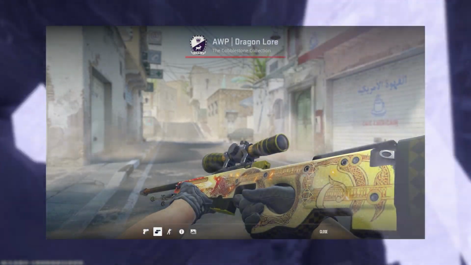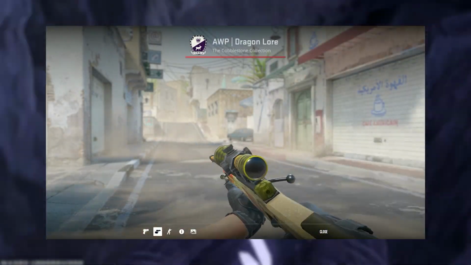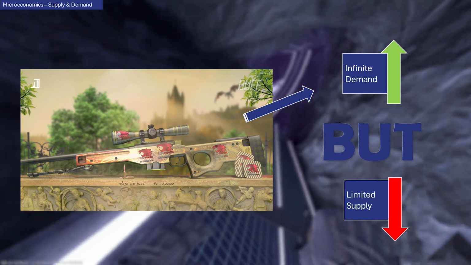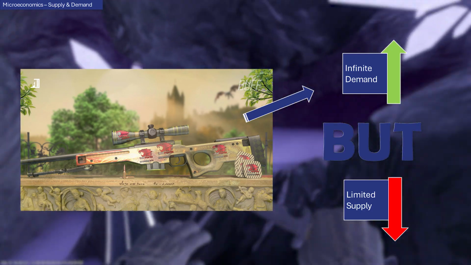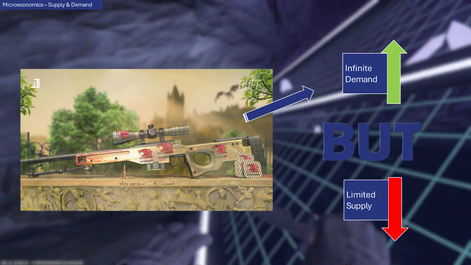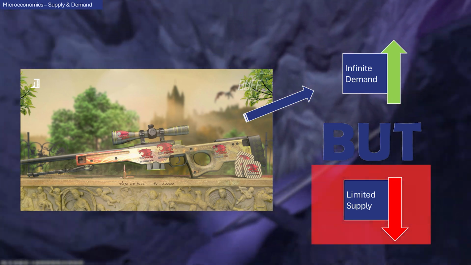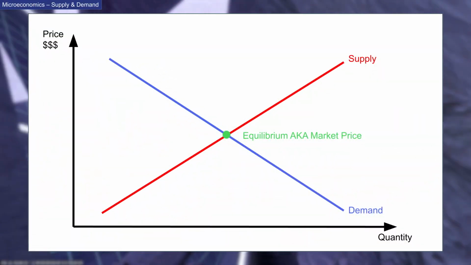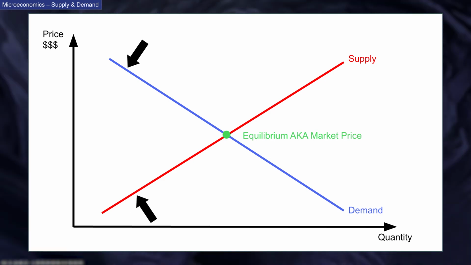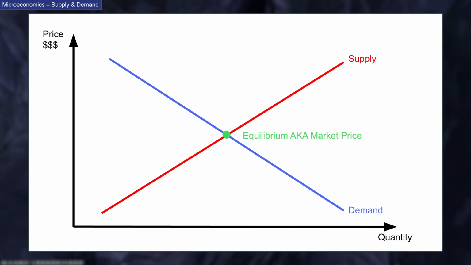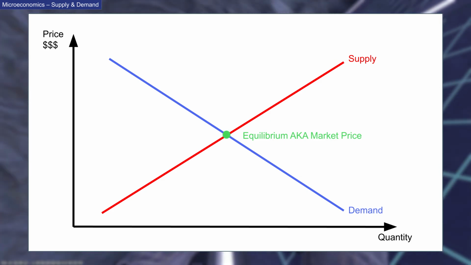Starting off, almost everyone likes the Dragon Lore, right? This is demand. When more people want something, there is more demand. However, the problem is that people have infinite demand, but there is limited supply of everything. Bear with me here. What I am showing you now is the supply and demand graph. Where the supply meets demand, this is called the equilibrium, and the market price falls here.